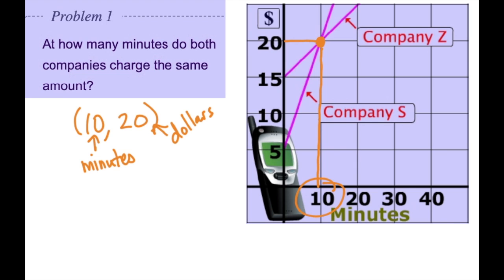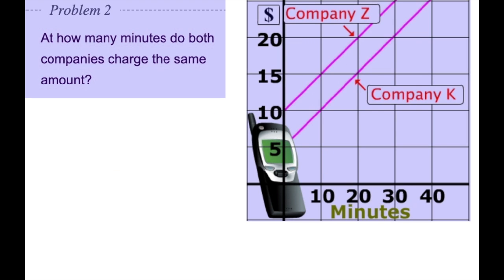Let's take a look at another system and see if you can find the solution this time. Keep in mind, the solution is where the two lines intersect, where they meet. At how many minutes do both companies charge the same amount? I hope you notice what I noticed, which is that these two lines will never actually intersect. They're parallel lines, and parallel lines will never actually touch. And because that's the case, there is no solution to this system. So if we were to answer this question, they never charge the same amount.